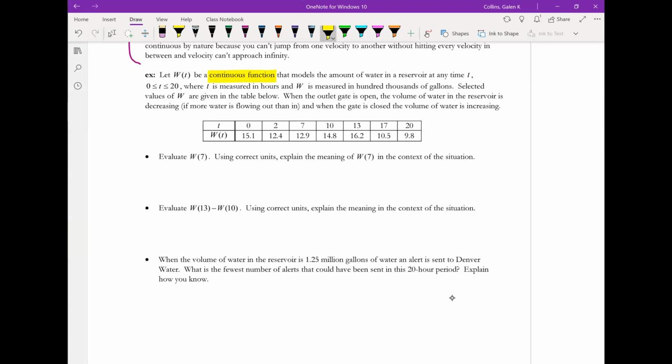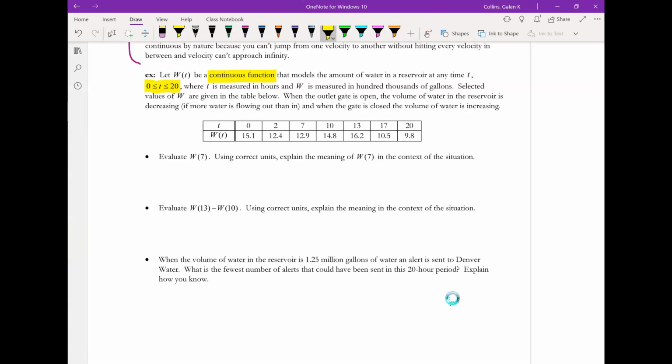It's going to be important to us. That models the amount of water in a reservoir at any time t. And then we're given these parameters between 0 and 20. So we could treat that like a domain restriction on t, where t is measured in hours and w is measured in hundred thousands of gallons. So w is a volume. Selected values of w are given in the table below.